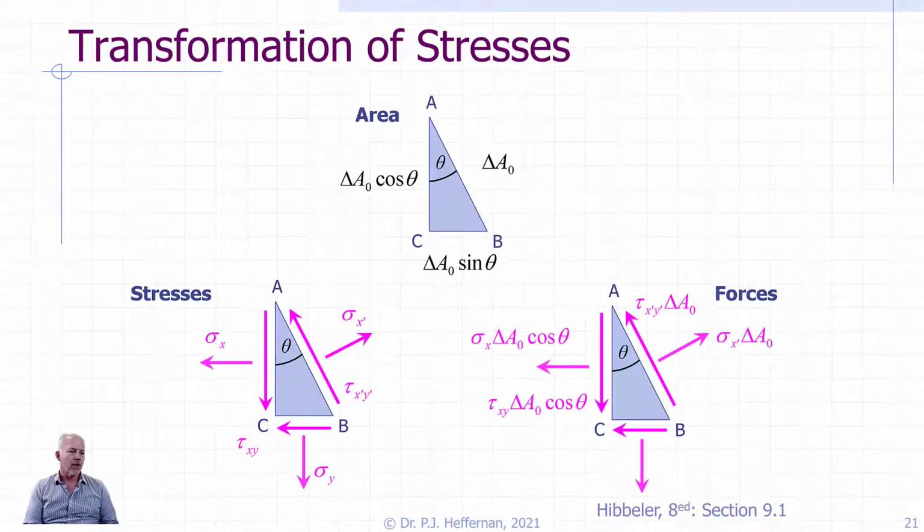At the same time, if we look at what the forces are on the plane AC and CB, we see that the normal force, or the force in the x direction, is sigma x delta A naught cos theta, and our shear force is tau xy delta A naught cos theta. And again, we go down to CB and we see the same sort of transition going on. So we have sigma y delta A naught sine theta and tau xy delta A naught sine theta for our normal and our shear stress. So now that everything is in forces, having accommodated that changing area, we can just treat them like vectors and do our equilibrium equation.